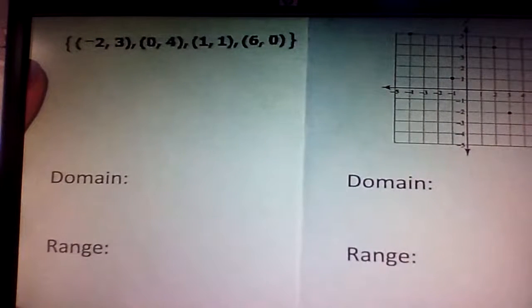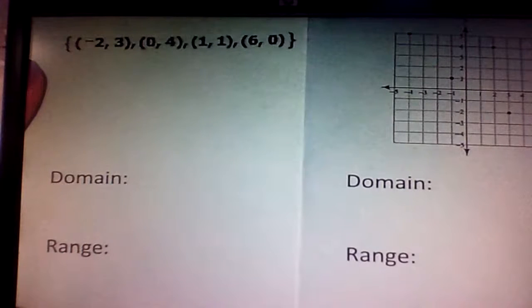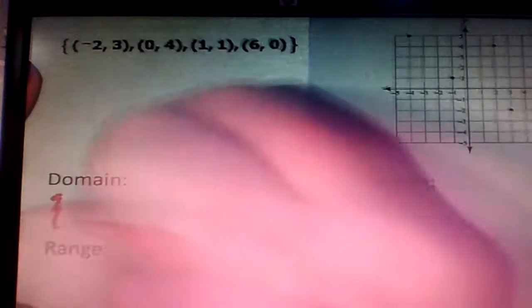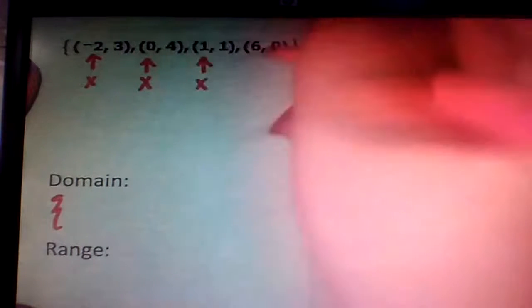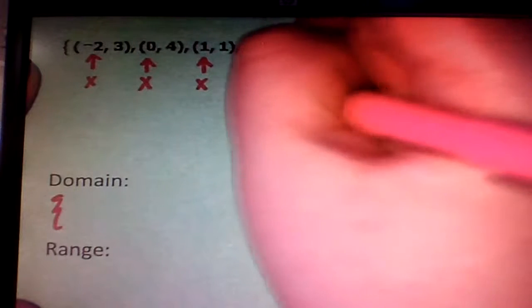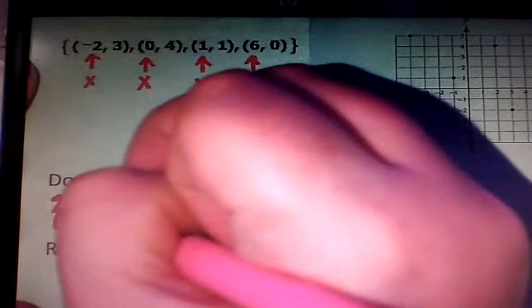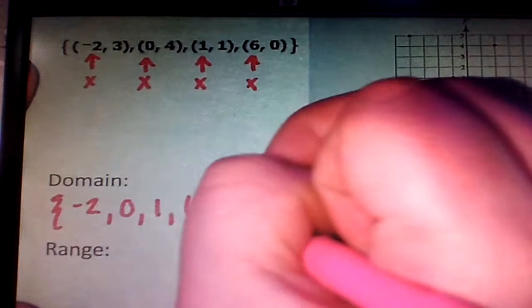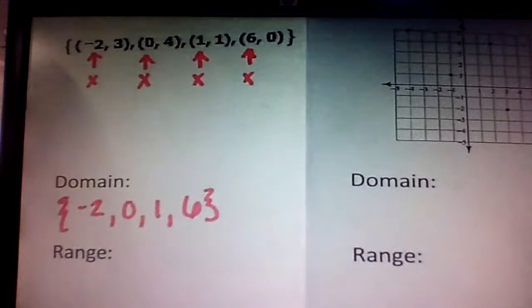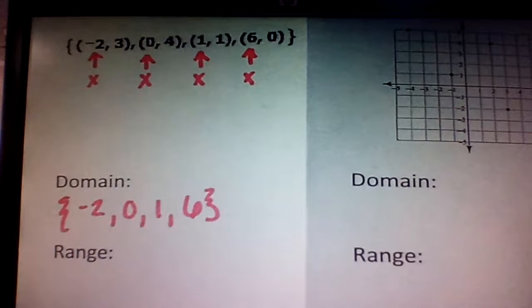Okay. I can give it to you as a list of points. So again, my domain is every x value. So this is x. 0 is your x. 1 is your x. 6 is your x. So -2, 0, 1, and 6. They also usually list them from your smallest to your largest.